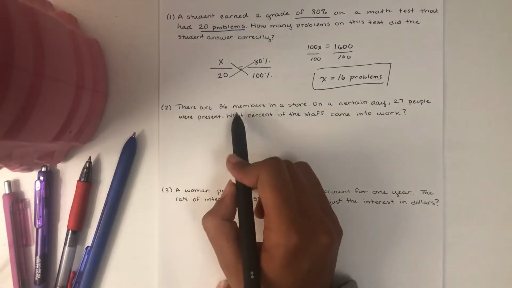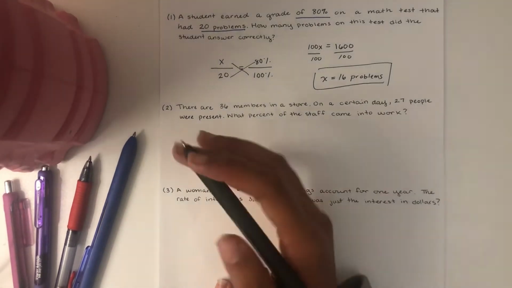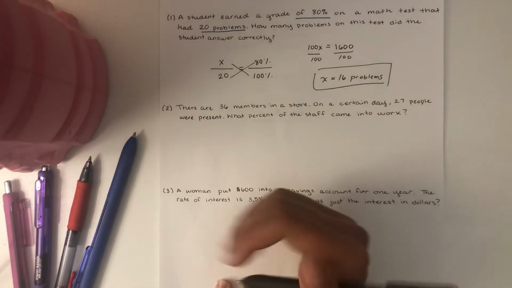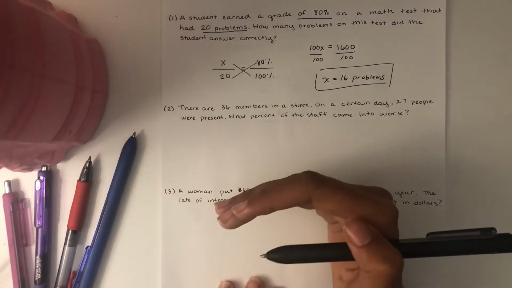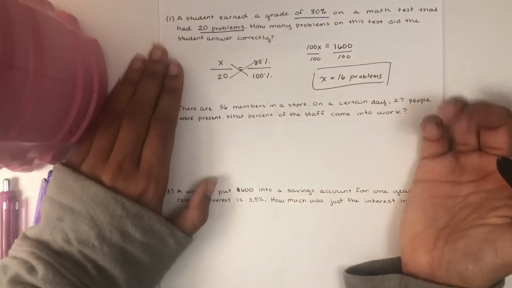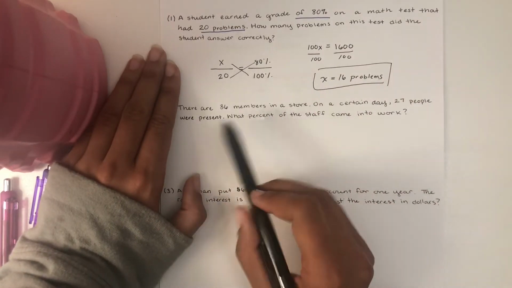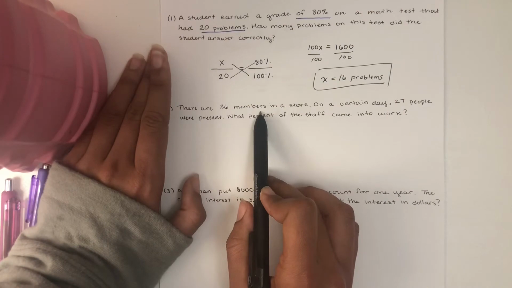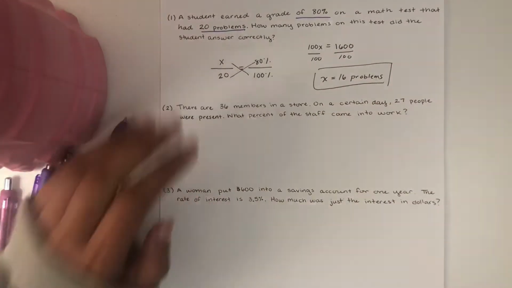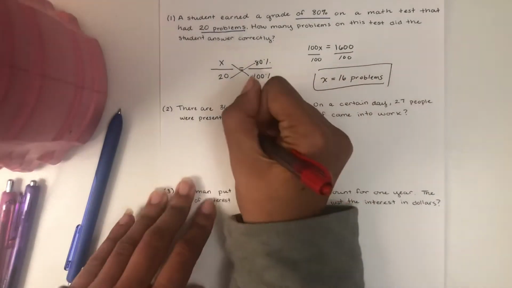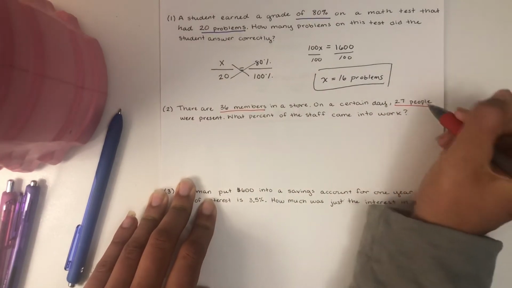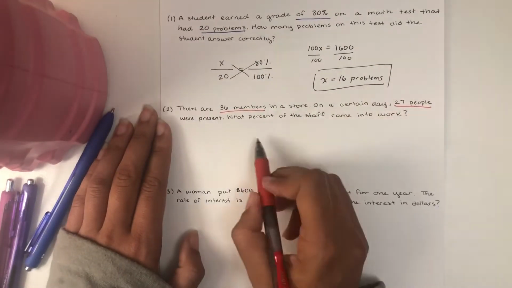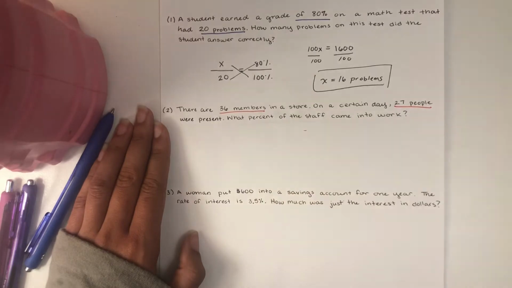Okay, so there are 36 members in a store on a certain day. 27 people were present. What percent of the staff came into work? I'm sorry, there are 36 members of staff in a store. I read that wrong. So there's a total of 36 members. On this one day, there was only 27 people. So 36 members, 27 people. What percent of the staff came into work?